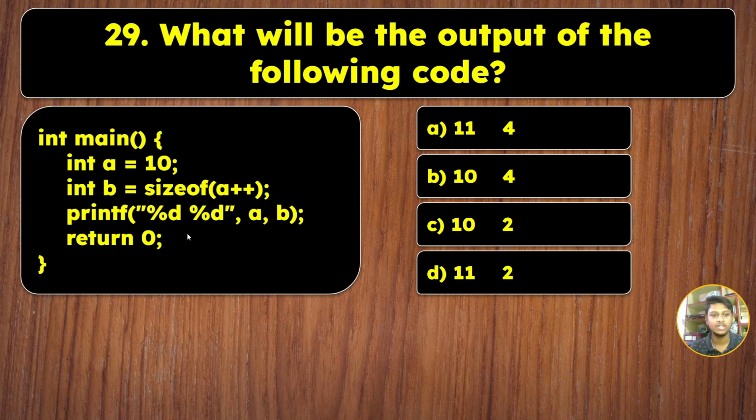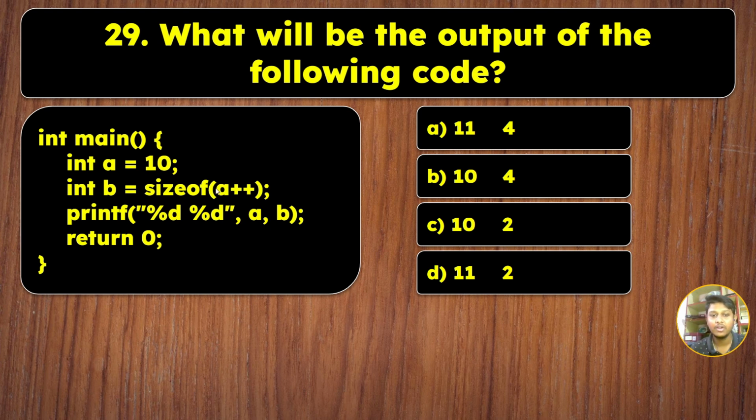So let's solve this question. In this particular step, a equal to 10. So this is clear. And after that, b equal to sizeof(a++). Here you can see we are using the post increment operator. So what does that mean? It means the value of a will be incremented by 1 after this particular statement gets executed. But here is a catch. The catch is, if you are using the sizeof operator, and inside the parentheses you have written any statement, then that statement will not get executed. This is the catch that you have to remember.